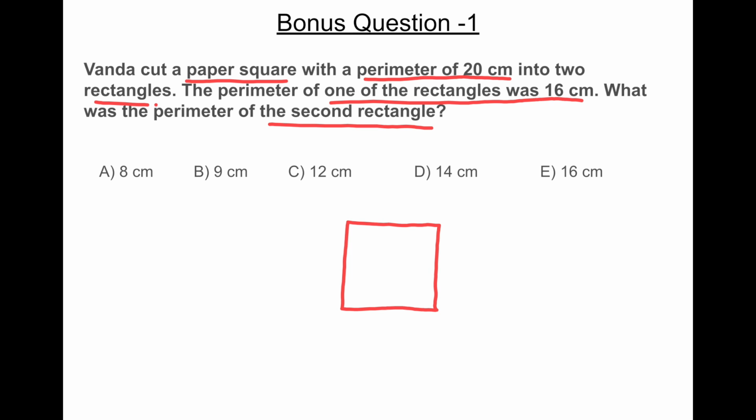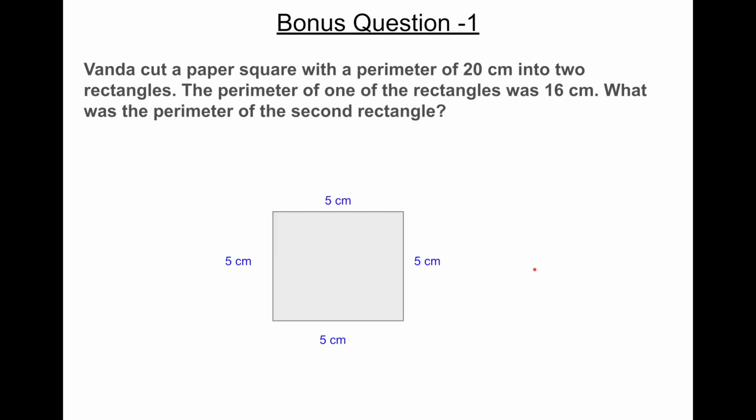We know that the perimeter is the distance traveled on the edge of the shape. We also know that the square has all four equal sides. So what is the size of one side of the square? Since the perimeter of the square is 20 centimeter, we divide by 4, which gives us 5 centimeter. So each side of the square is 5 centimeter.